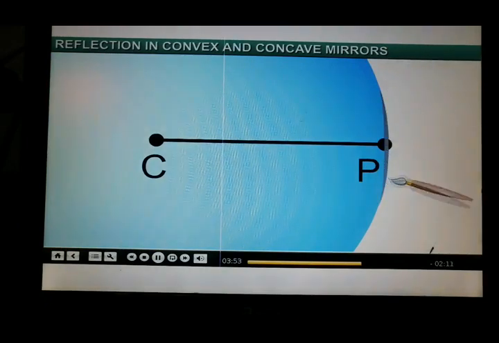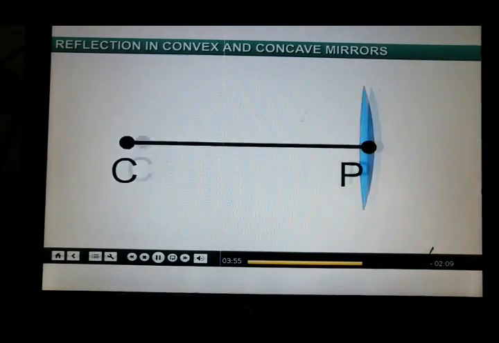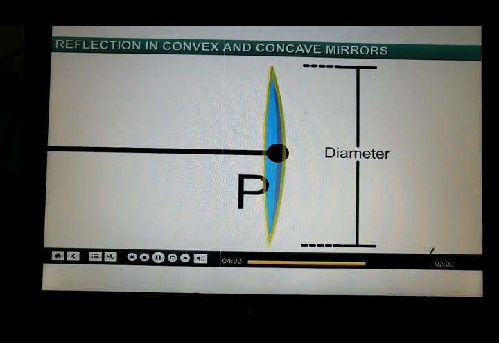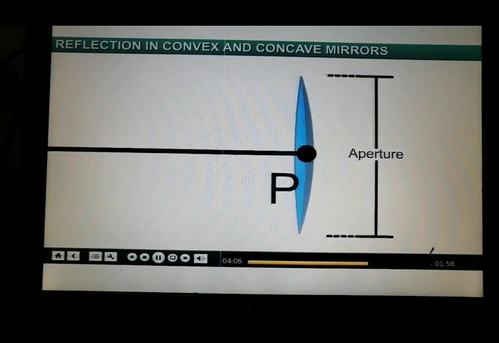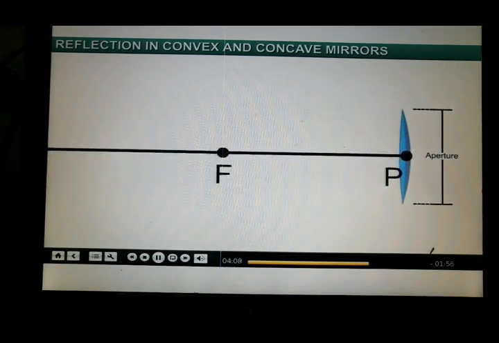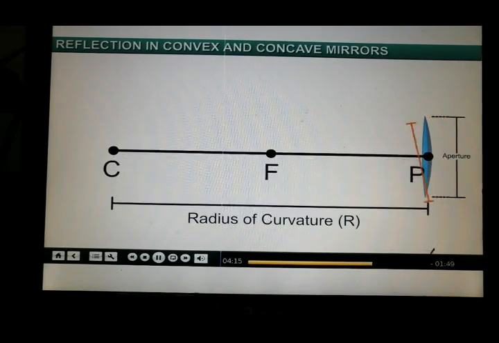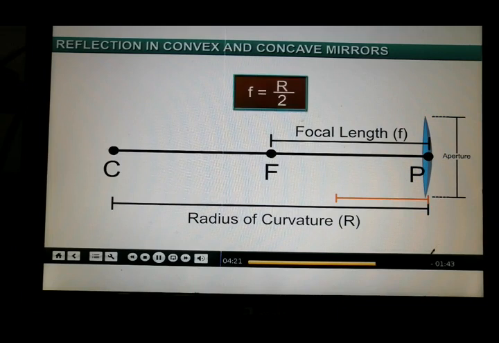As a spherical mirror is cut out of a sphere, it has a circular outline. The diameter of this circular outline is called the aperture. All through our modules on spherical mirrors, we consider spherical mirrors whose aperture is small compared to their radius of curvature. For such spherical mirrors, the focal length is equal to half of the radius of curvature.